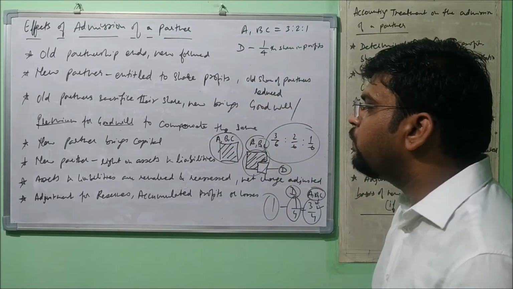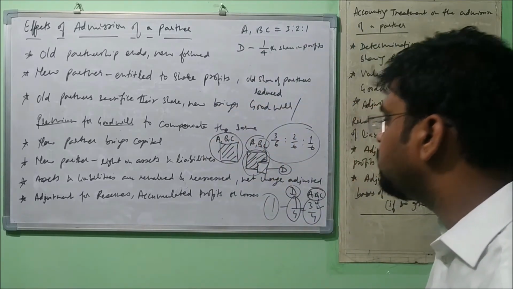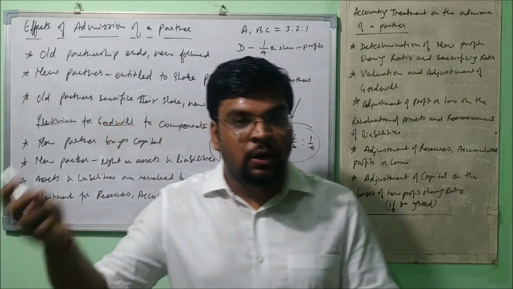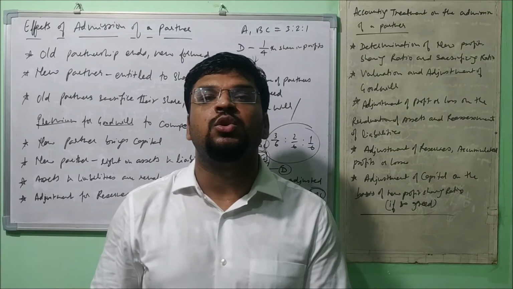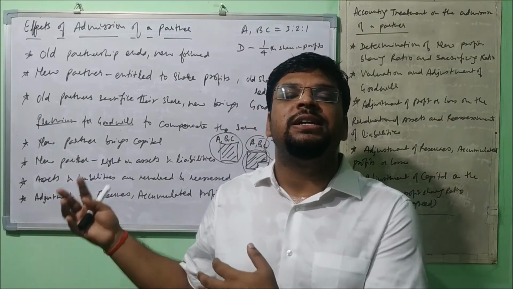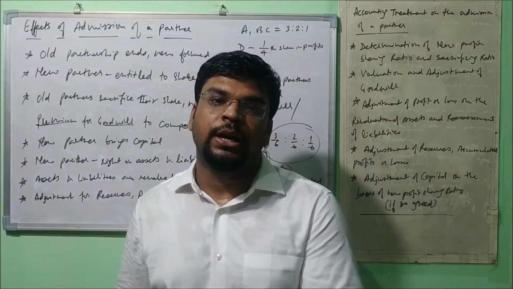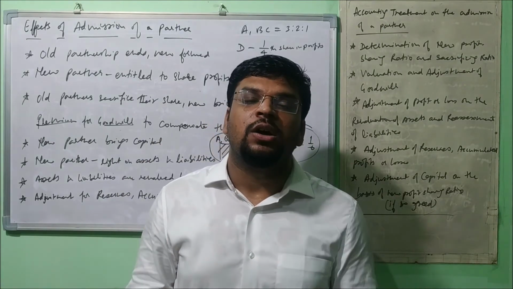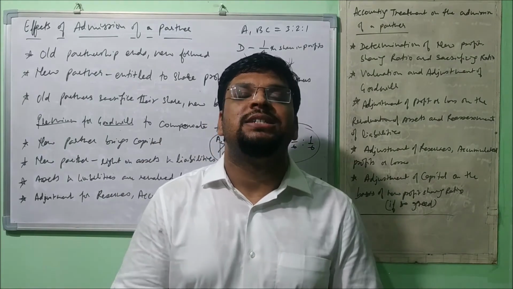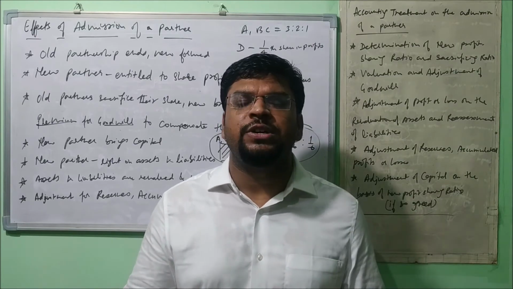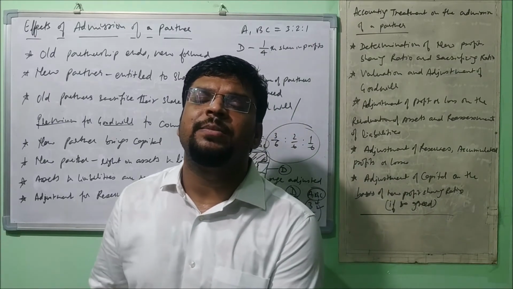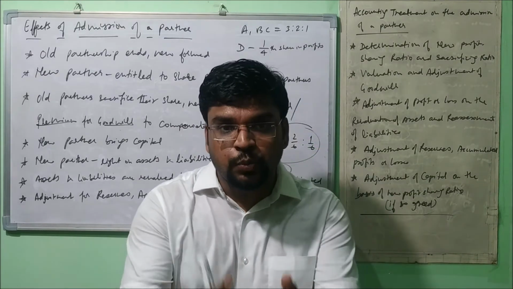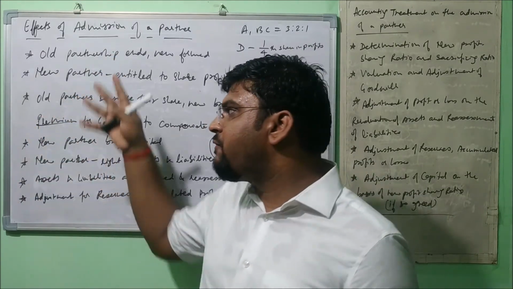Next, adjustment for reserves, accumulated profits or losses. This is also done, because the new partner who's coming from today's date has no right on the earlier created reserves, profits and losses. So before his entry, all the reserves, profits, losses are supposed to be adjusted, meaning distributed. If the profits are there, these are credited to the old partners' capital account. If the losses are there, these are debited to the old partners' capital account. Understood the point? So these are the effects.